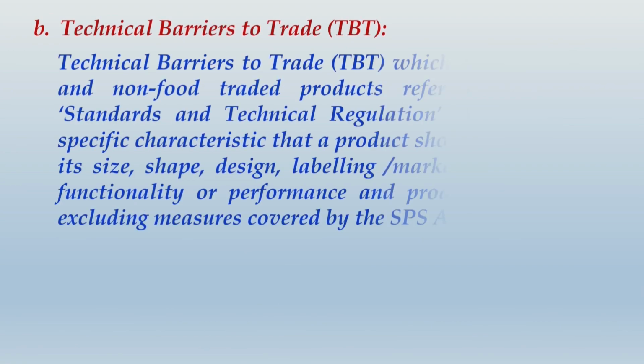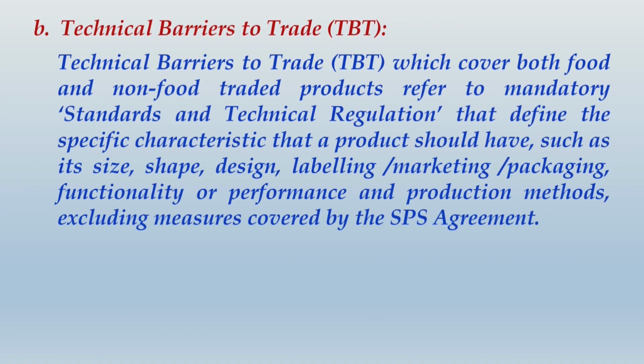Technical barriers to trade. Technical barriers to trade, which cover both food and non-food traded products, refer to mandatory standards and technical regulations that define the specific characteristics that a product should have, such as its size, shape, design, labeling, marketing, packaging, functionality, or performance and production methods, excluding measures covered by the SPS agreement. So please write up this much and then I take you ahead.